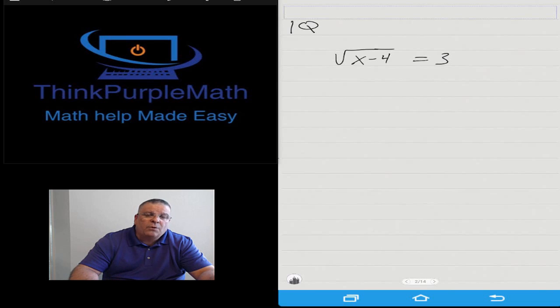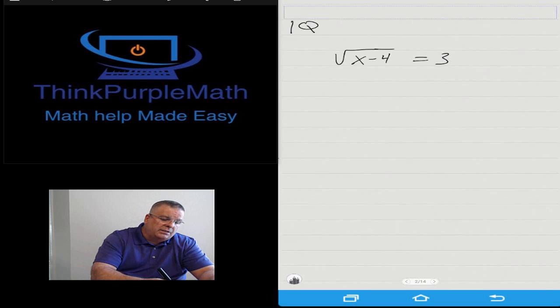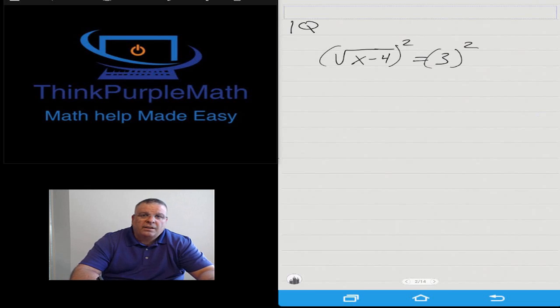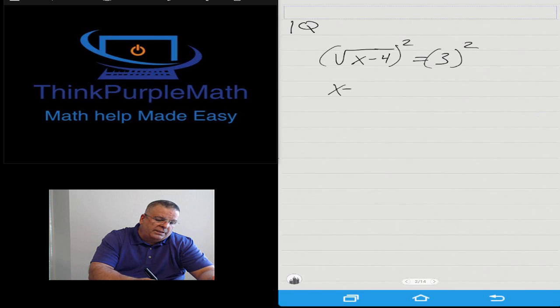Here's the first question, question 1Q, followed by answer 1A as we flip the page. The square root of x minus 4 is equal to 3. The square root has been isolated already. The radical, sometimes you can use that word as well, is on the left by itself. So we're going to square both sides. We're going to raise everything to the second power. If you square a square root, you get what's inside.